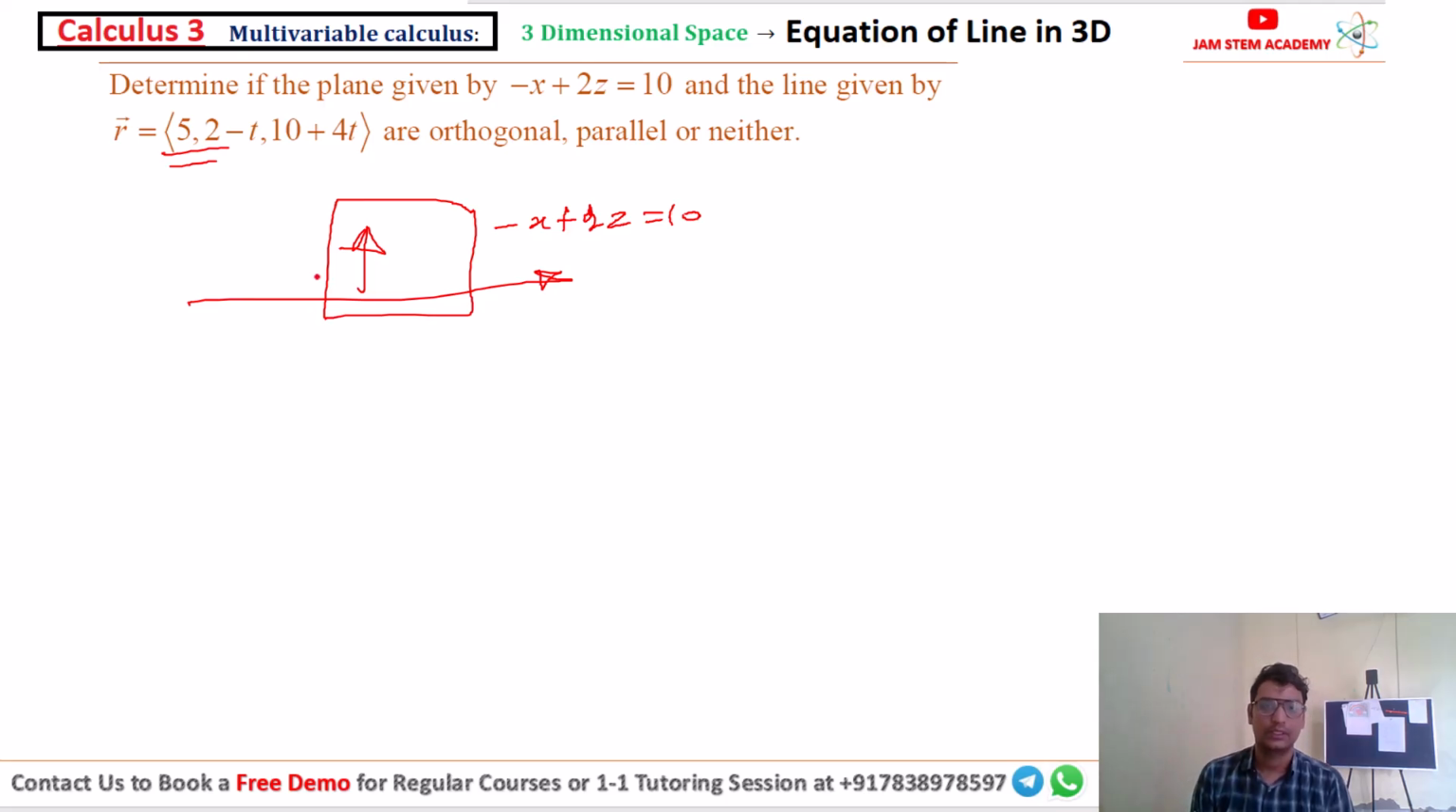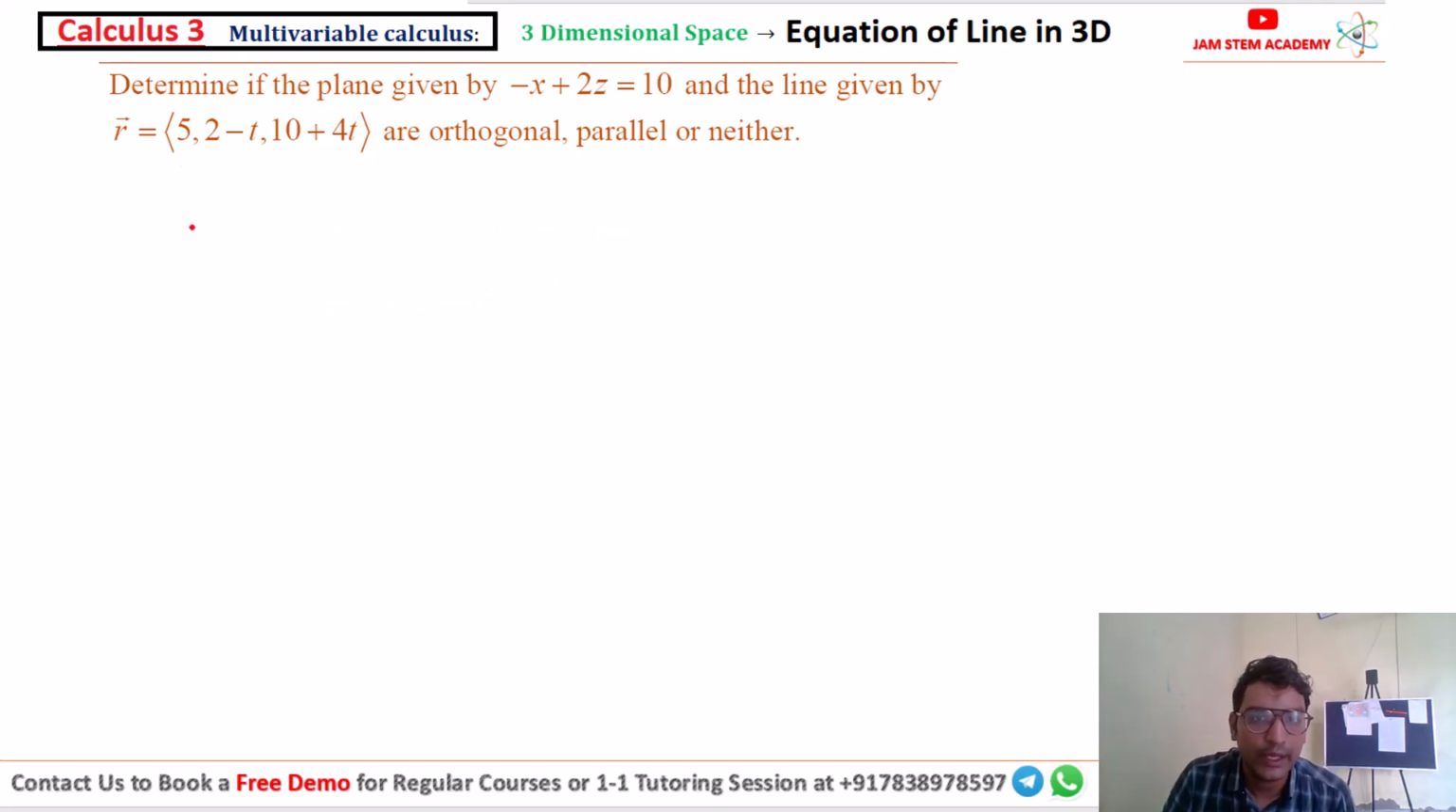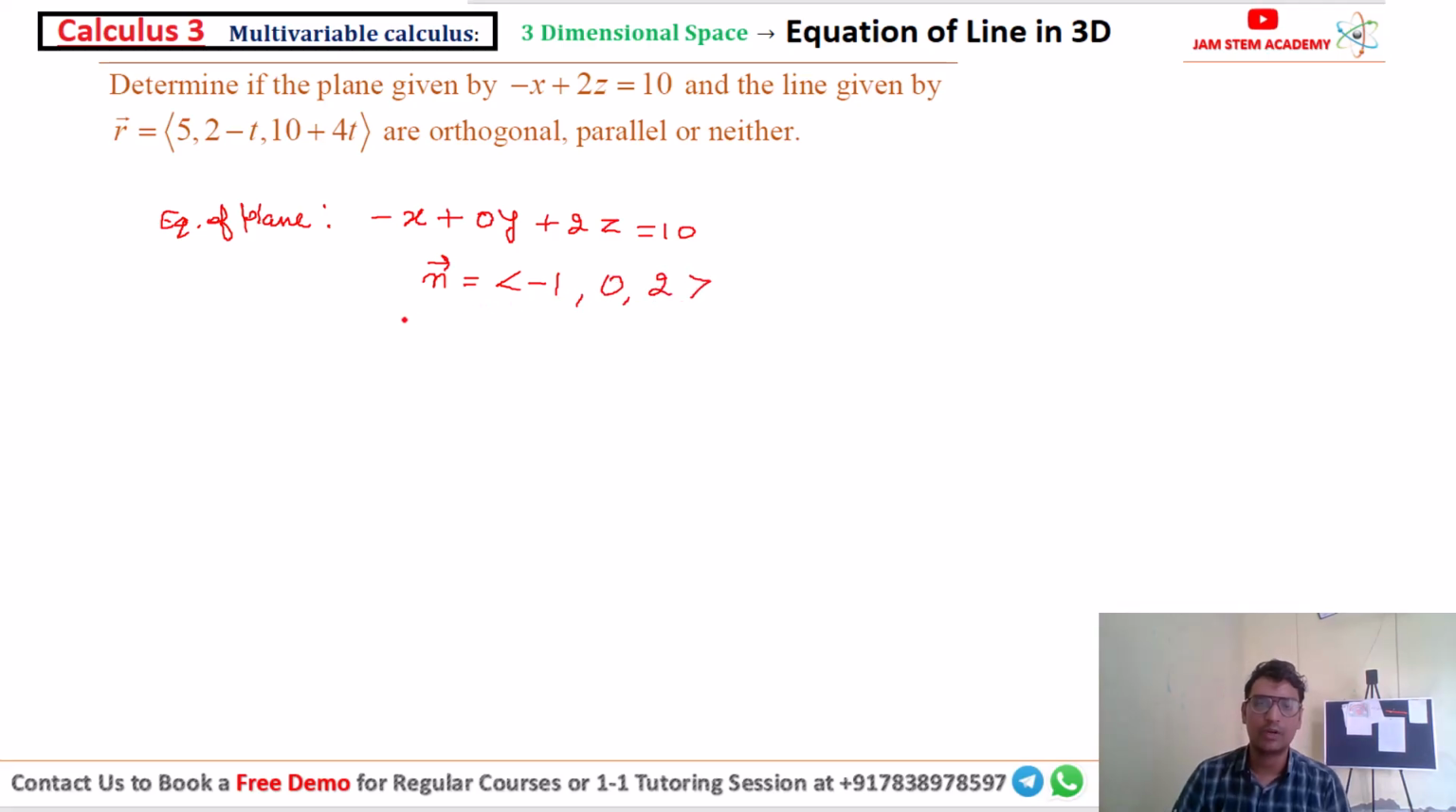How can I do this? If you do remember, if the equation of a plane is given, we can find the normal vector of the plane. So here, what is the equation of the plane? We have the equation of the plane as minus x plus 2z. So basically 0y is also there, so let me write 0y plus 2z equals 10. So from here I can say the normal vector to the plane is what? Minus 1, take the coefficients only. Coefficient of x is minus 1, coefficient of y is 0, coefficient of z is 2. So this is the normal vector to the plane.